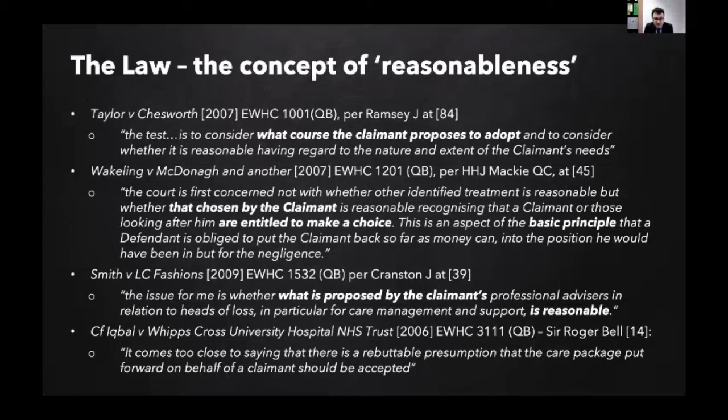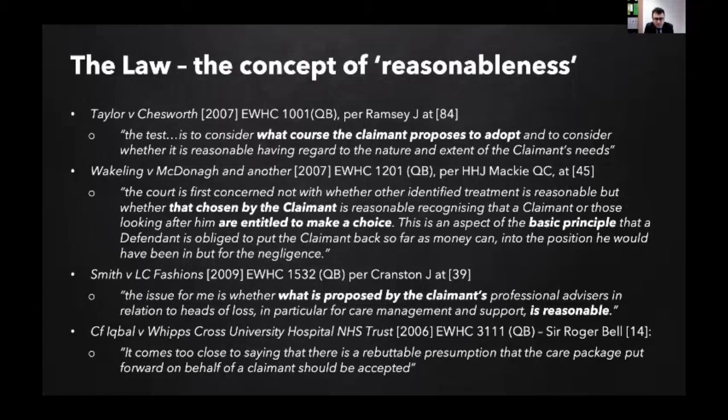Any care claim is not a race to the bottom. And what I mean by that is a claimant is not obliged to go for the cheapest option available. Provided that that claimant can demonstrate that their care package is reasonable, that claimant should succeed in recovering the care package they seek. The focus is very much on the claimant's needs and their function.